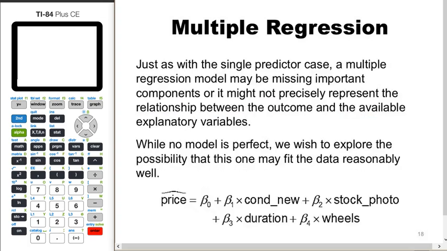Just as with the single predictor case, a multiple regression model may be missing important components, or it might not precisely represent the relationship between the outcome and the available explanatory variables. While no model is perfect, we wish to explore the possibility that this one may fit the data reasonably well. Mostly, you're not going to be able to get absolutely perfect predictions. But let's see if fitting this model with four predictors helps make our predictions better.